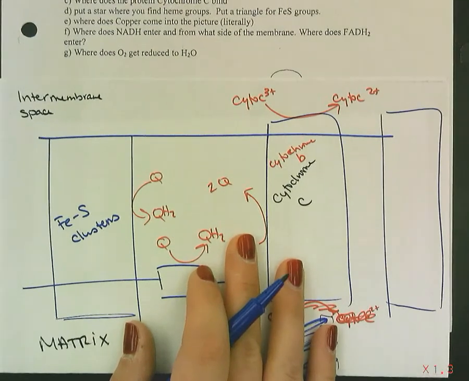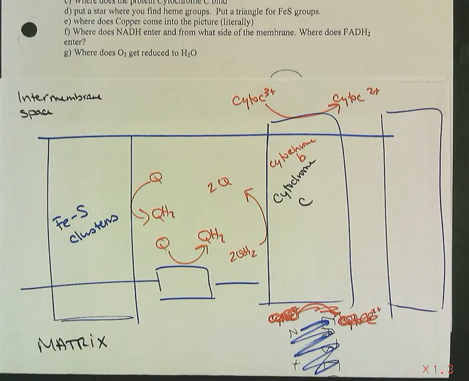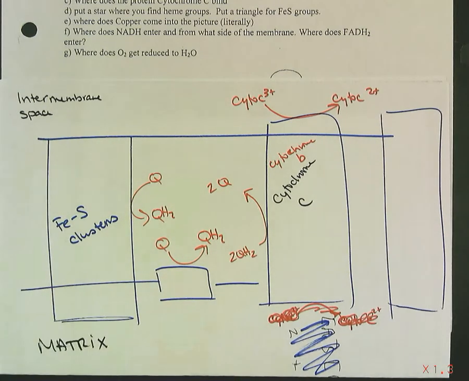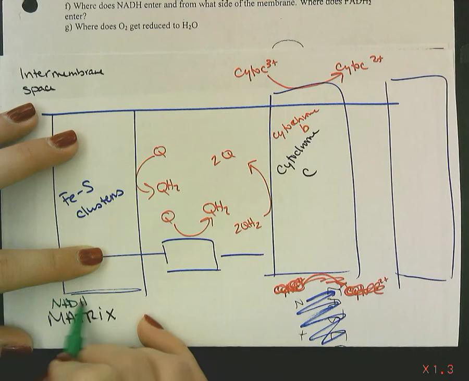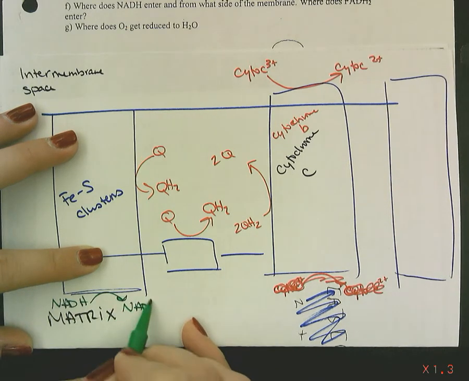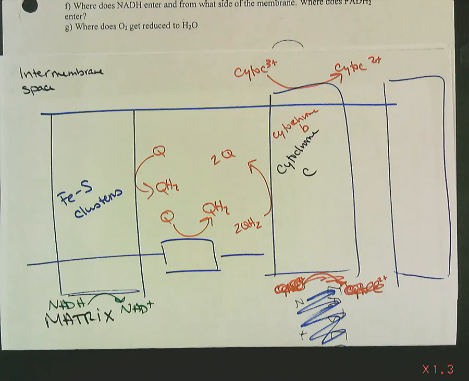Let's see here. Which complexes need NAD? And where's the NAD coming from? The matrix. And why is it coming from the matrix? Same thing. It's coming from the citric acid cycle. So I got to put my NADH. Okay.